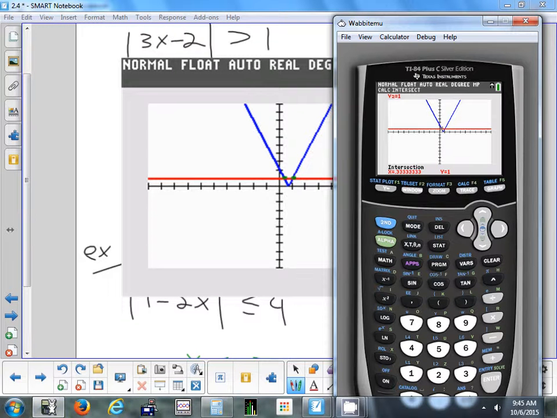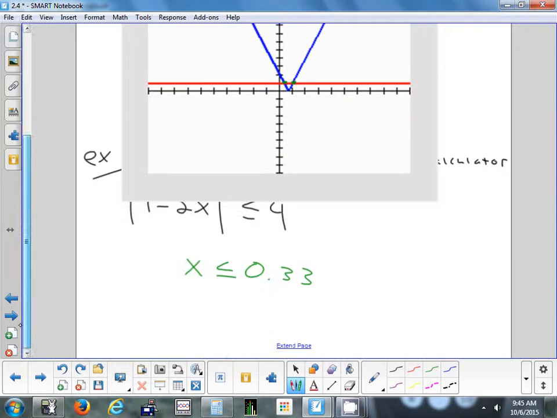Anybody find the other intersection point? It's 1? All right. So you could pick anything less than 0.33, or you could pick anything greater than or equal to 1.